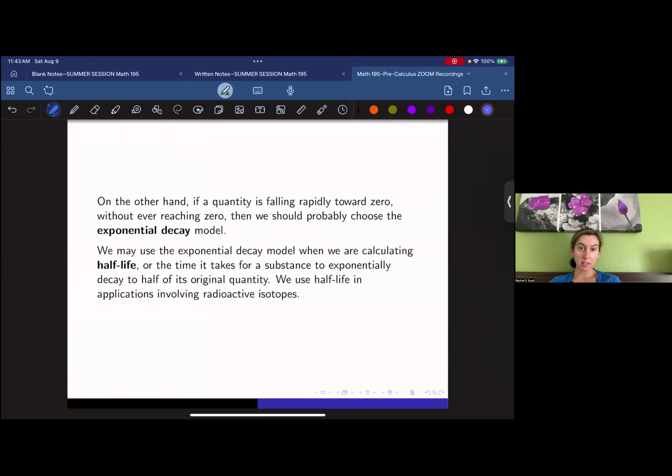On the other hand, if a quantity is falling rapidly towards zero without ever reaching zero, then we should probably choose the exponential decay model. And that's really linked with calculating half-lives, which we'll practice in a moment. Okay, we use half-life in applications involving radioactive isotopes.